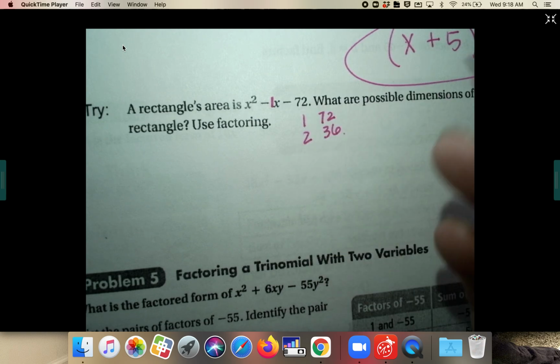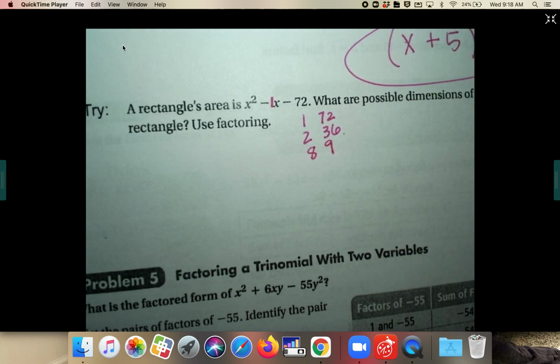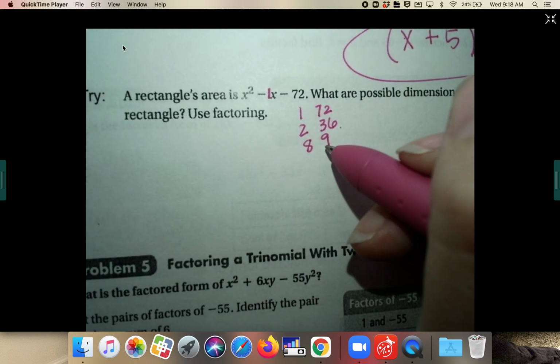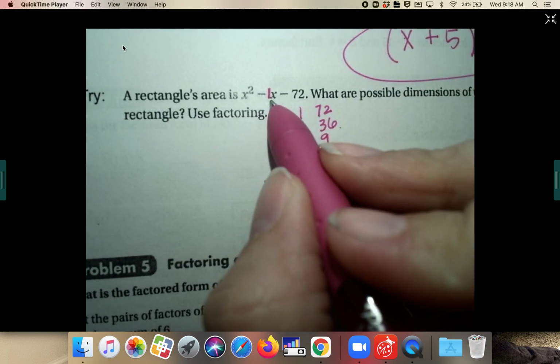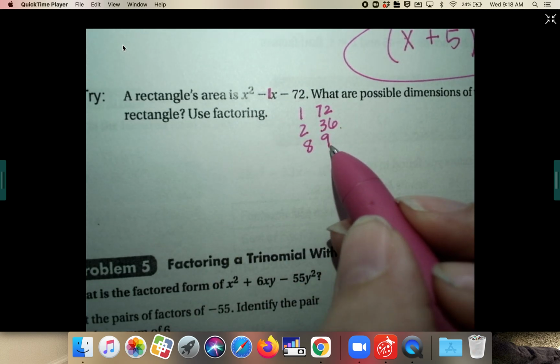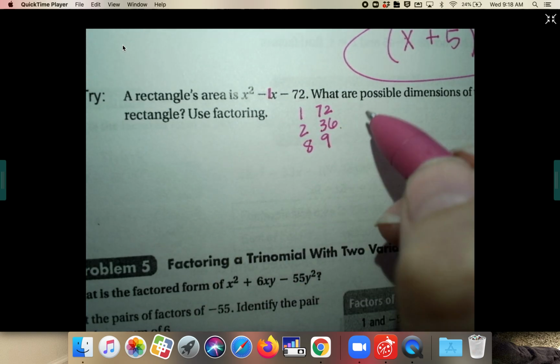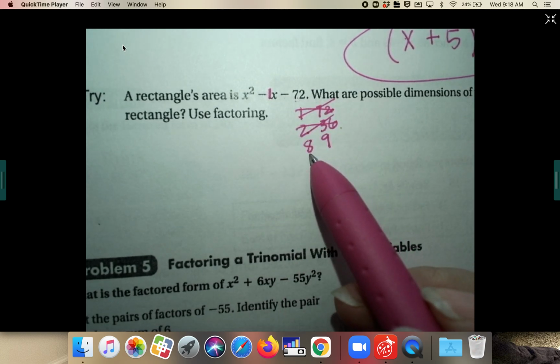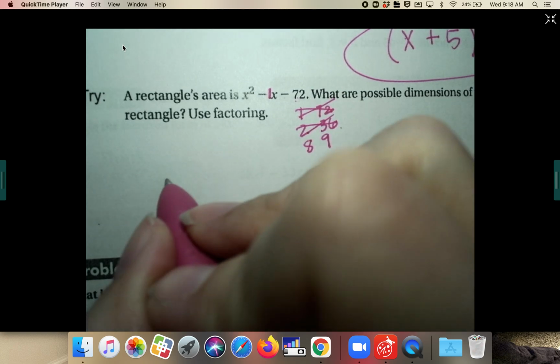8 and 9 are one number apart. Isn't 8 times 9 72? Yes. So 8 and 9 are one number apart. And since we're adding and getting negative 1, these need to be one number apart. So when I multiply, I get a negative. That means one of these needs to be negative and one of these needs to be positive.